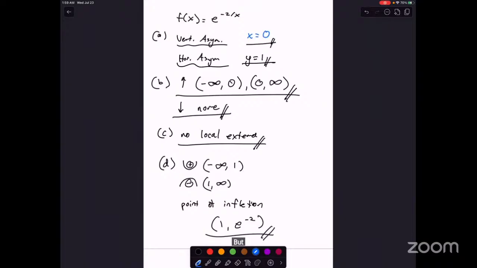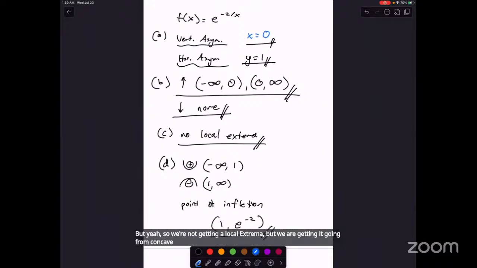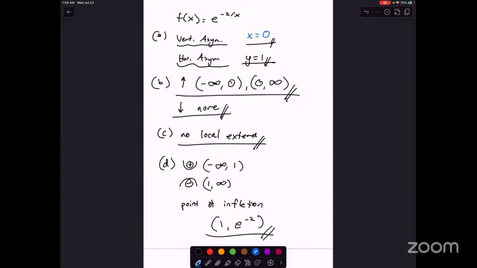But yeah, so we're not getting a local extrema, but we are getting it going from concave up to concave down. For that concave up, they might accept it as, so as an alternative, I'm just going to put it like this: negative infinity to 0 and 0 to 1. Maybe. Like that might be the result.